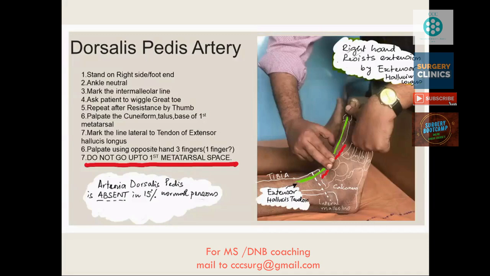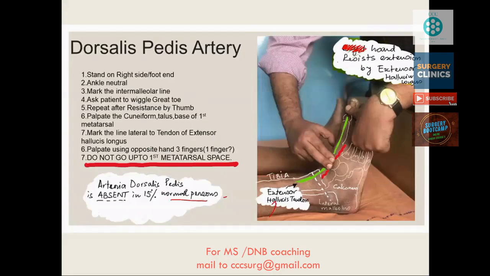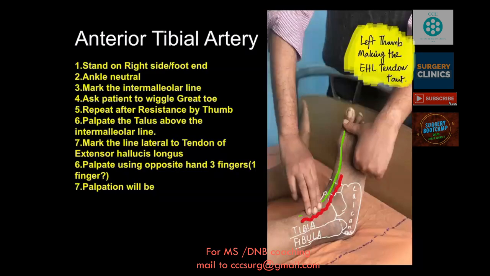What is important in this is remember that the left hand is resisting the tendon of the extensor hallucis longus, as you can see in the picture. The thing that becomes lateral to this is the arteria dorsalis pedis. You are not going to trace the artery beyond the base of the metatarsal. And remember, the artery is palpated on the intermediate cuneiform, the talus, and the base of the metatarsal. This becomes an important viva question. Lateral to the tendon, below the intermalleolar line, on the cuneiform, talus, base of metatarsal. You are not going to go in the first metatarsal space. Anterior tibial artery is more or less the same, except that you are above the intermalleolar line.